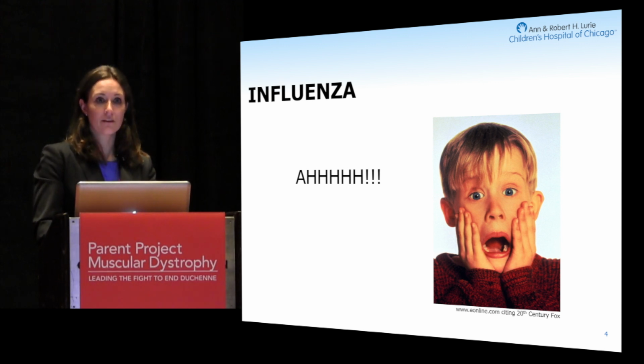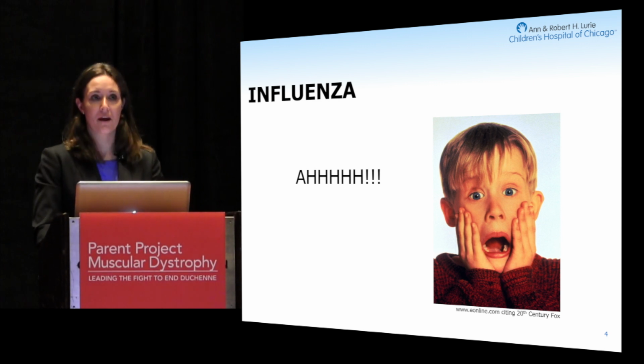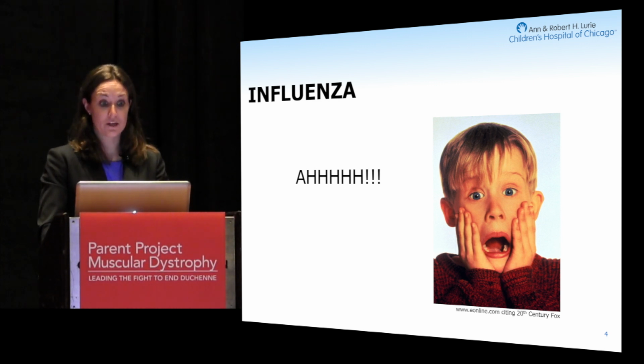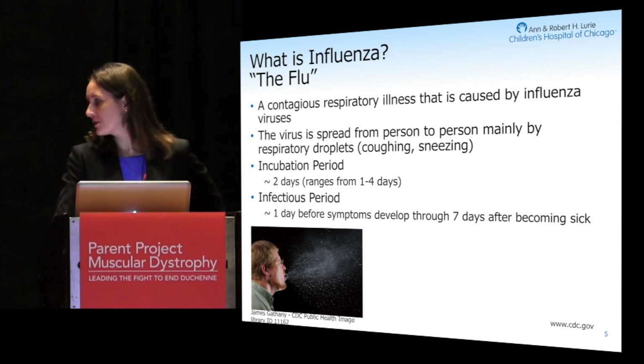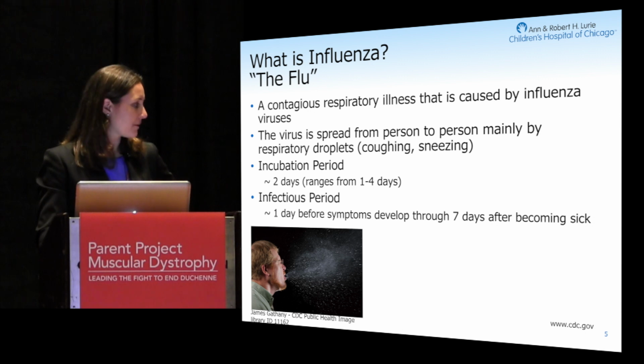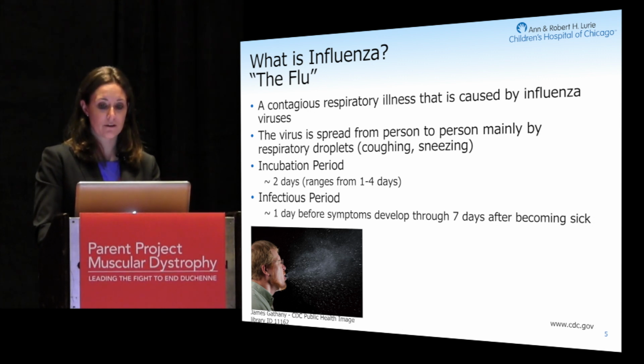And if this is what you think, as a parent of someone or somebody living with Duchenne, you probably got it right, but that's why we're here to talk about what we can do. So I wanted to start off by defining influenza, because you hear a lot of people talking about the flu, and what I'm talking about today is more influenza itself, which is a contagious respiratory illness caused by influenza viruses.